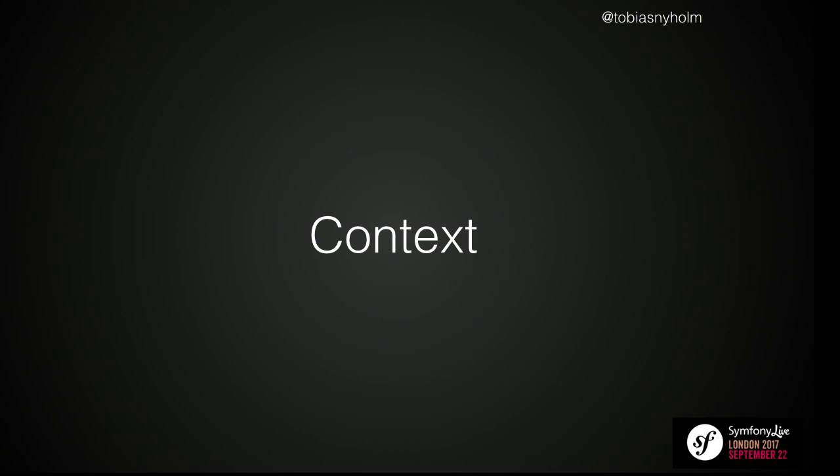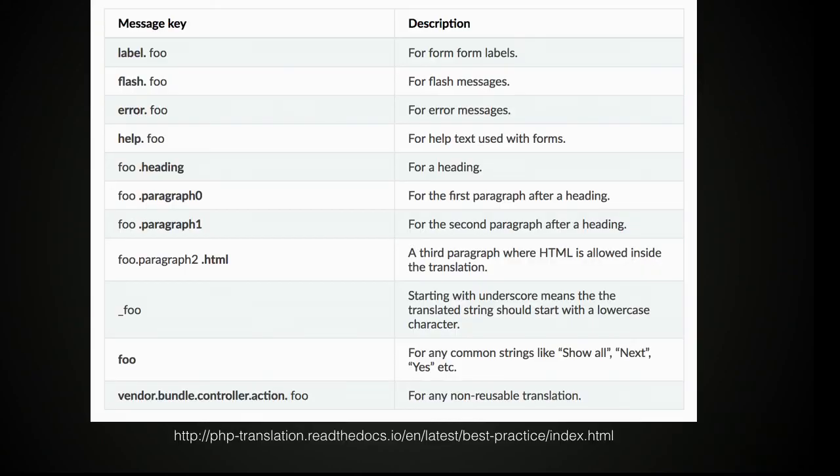I should also mention context. I think it's important to have this table somewhere in your application or somewhere in your team. The contents don't really matter, but I've said that for form labels, just prefix the translation key with label. Do the same with flash, error, and help messages. And I suffix paragraphs and headings to make it more obvious what a translator is actually translating. And if your translations start with a lowercase character, let's start with an underscore. So I'm saying you should define something like this. Content is not important, but you should have it written down.